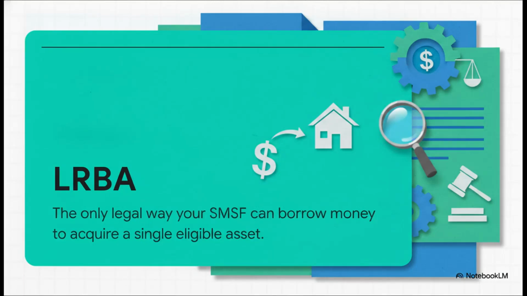Okay, so the absolutely crucial mechanism we need to define here is the limited recourse borrowing arrangement. Most people just call it an LRBA. Now, this is the only legal way your self-managed super fund can borrow money to acquire a single eligible asset. And I really want to emphasize this point. This specific arrangement is a strict legal requirement under superannuation law. It's not just some optional nice-to-have setup.